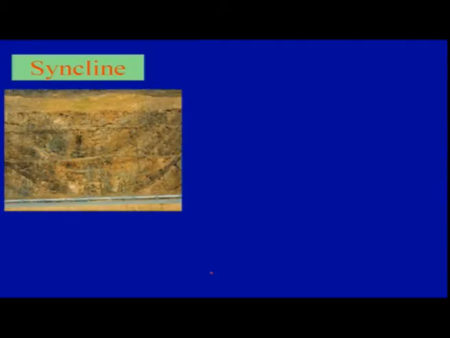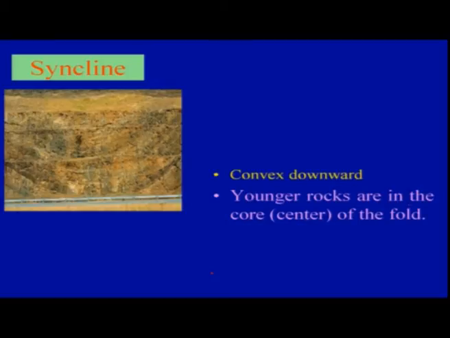Then moving to the next one, that is syncline. Again this is a field photograph of a syncline. You can see that they are convex downward, that was convex upward, this is convex downward, and the younger rocks will be at the core, at the center.